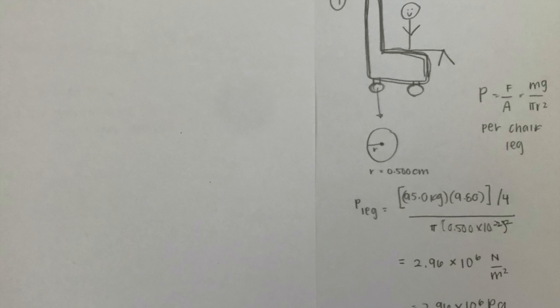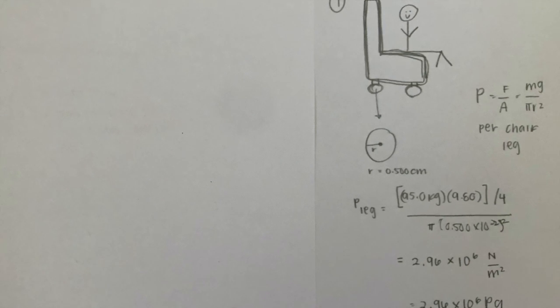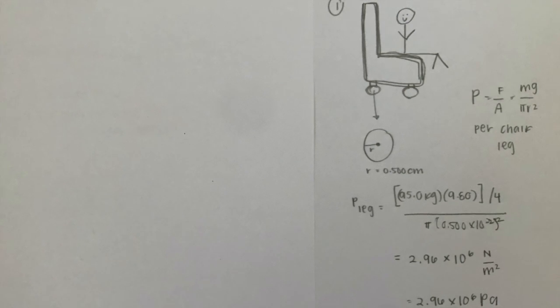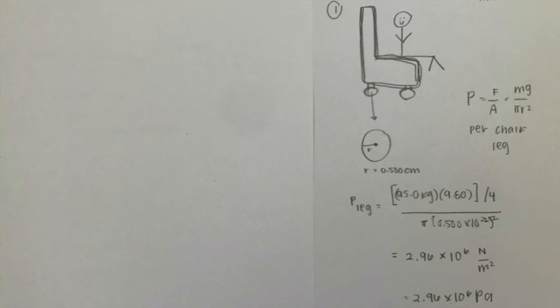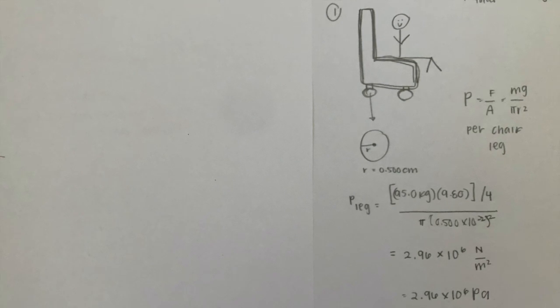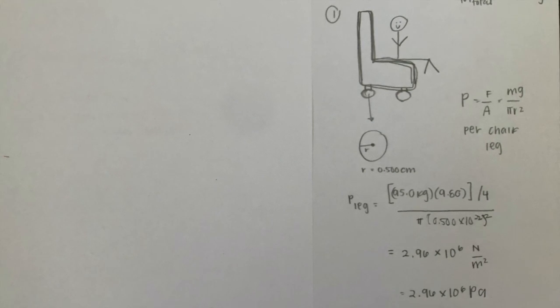So for chapter 14, I chose question 1, and it asks for the pressure exerted by the chair onto the floor per each leg of the chair when a large man is sitting on it. So I used the pressure equation of pressure equals force over area, so that is pressure equals mg over pi r squared. Given in the problem is the mass of the large man sitting on the chair, and that totals to 95 kilograms, and the radius of each circular leg of the chair is 0.5 centimeters.